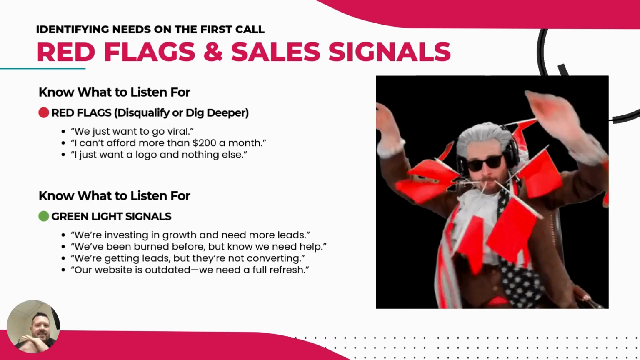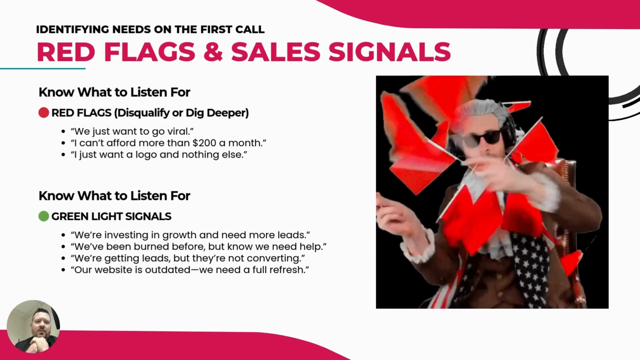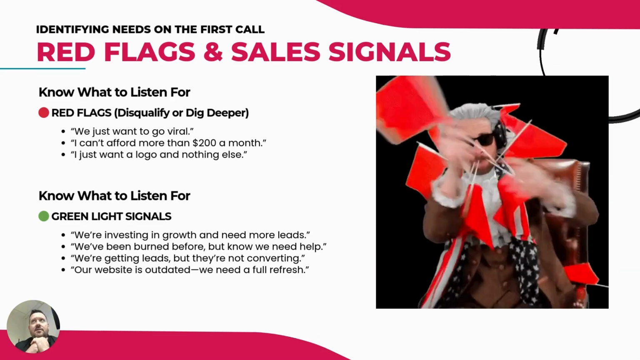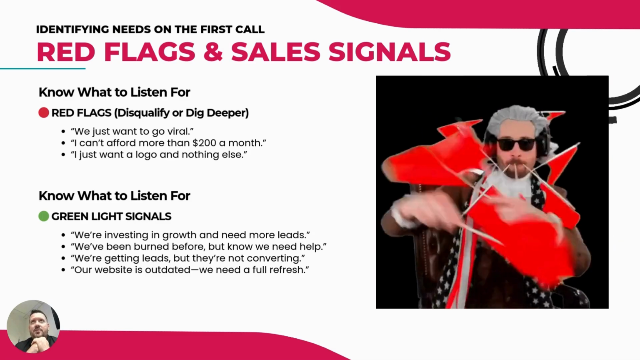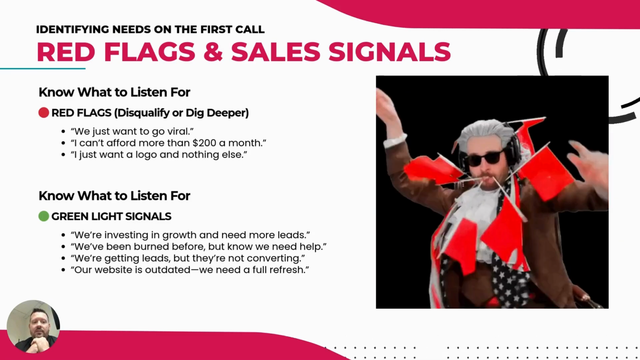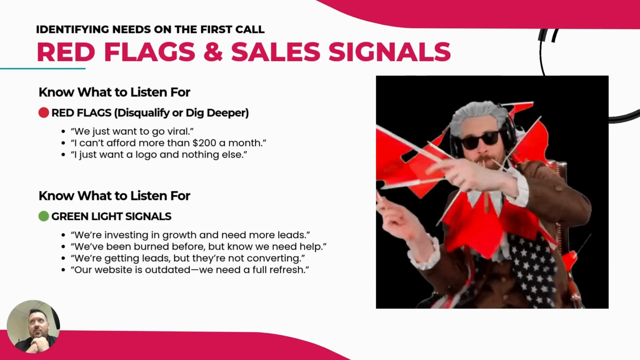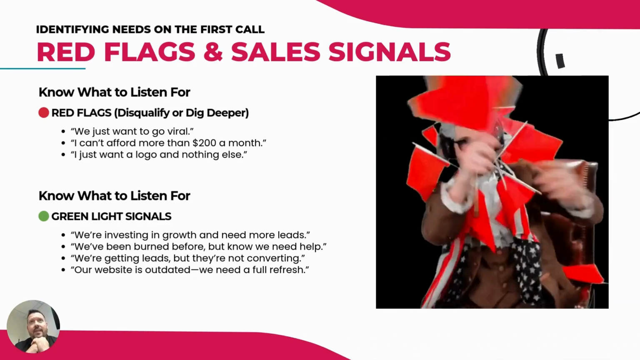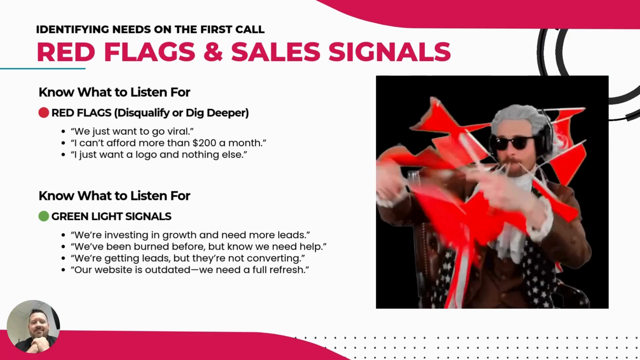Let's see. Red flags and sales signals. Know what to listen for. Red flags: we just want to go viral. Some people like that, especially some of the boomers or Gen X, the ones who want to go viral. They have no idea what they're talking about. They just want to do it. I can't afford more than $200 a month. Painters, pressure washers, things like that.